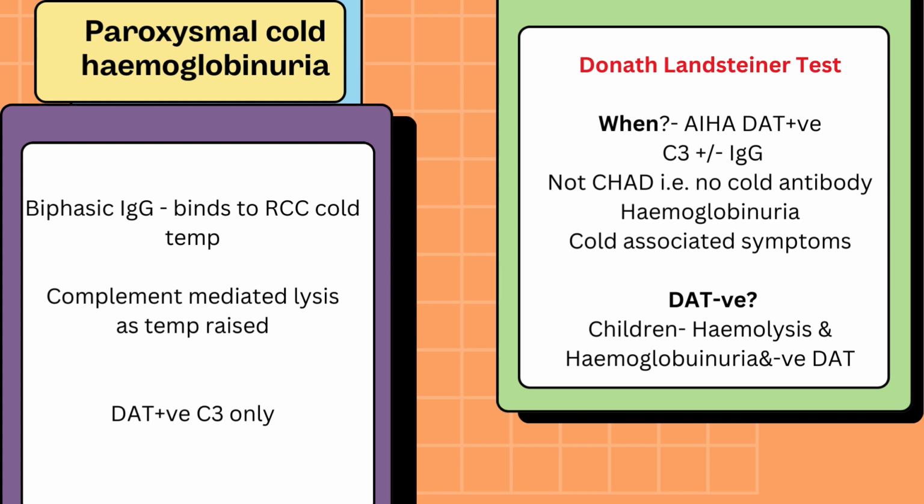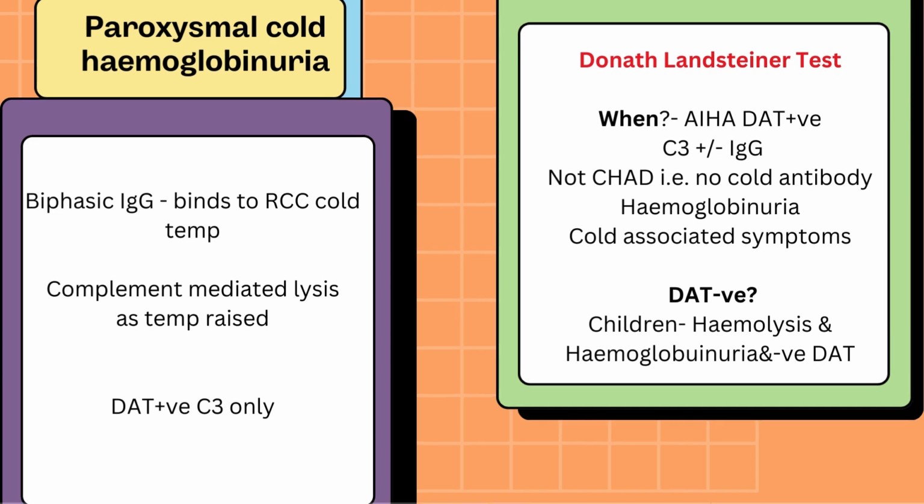If the patient is DAT positive to C3 plus or minus IgG, but there's no evidence of CHAD or a cold antibody, but the patient has evidence of hemolysis and hemoglobinuria and cold-associated symptoms, you can do a Donath-Landsteiner test to diagnose PCH. Or if the DAT is negative, especially in children less than 18 years old, and there's evidence of hemolysis and hemoglobinuria, then you can do the Donath-Landsteiner test. It's done by a specialist lab and a warm separated sample is required.